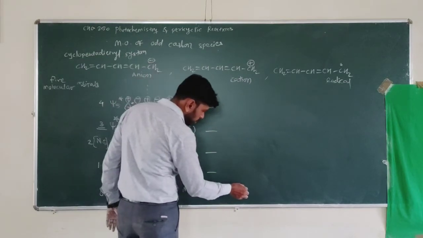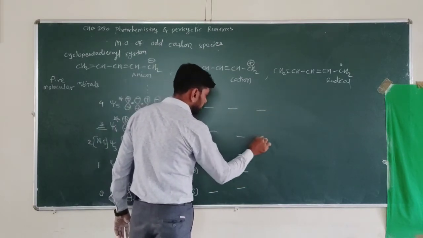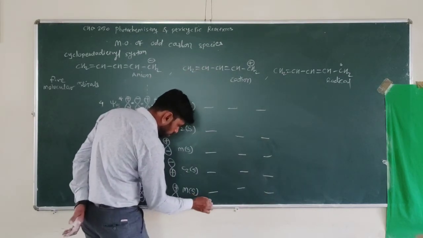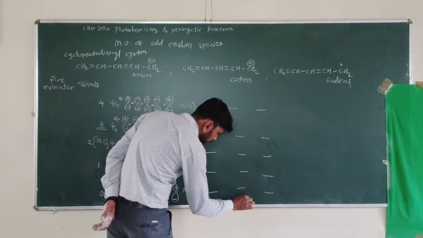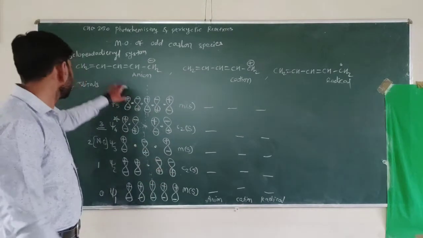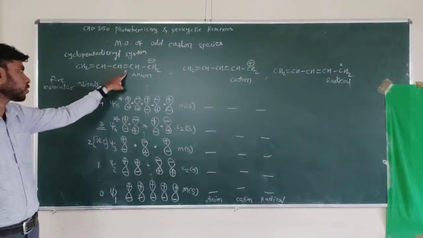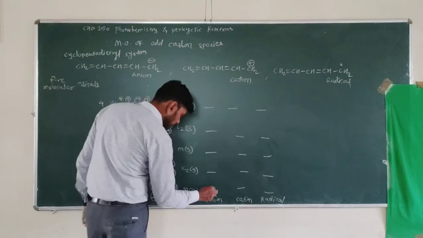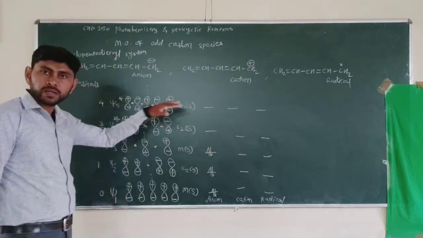Now we have to see the electron distribution for these three species, that is radical, anion and cation. Electron distribution for these three species. So see here, anion, how many electrons? 2 electrons from this pi bond, 2 electrons from this pi bond, that is 4, and 2 from the negative charge. So 6 electrons are there. So 2 electrons, 4 and 6 electrons total are distributed in this way.